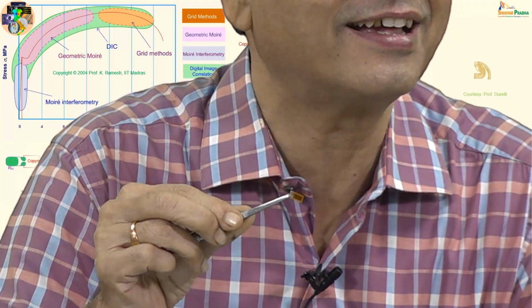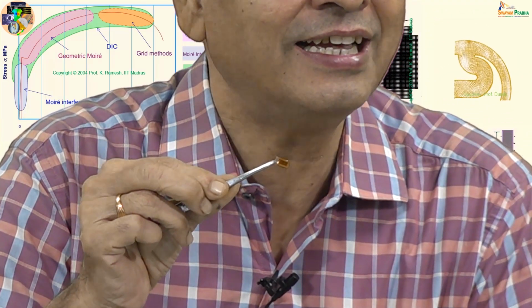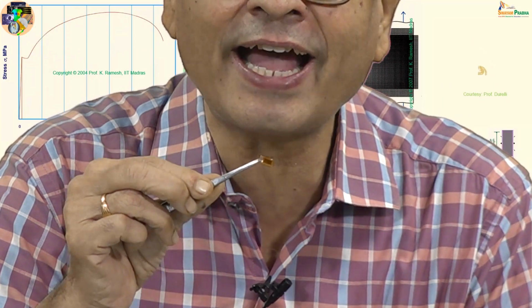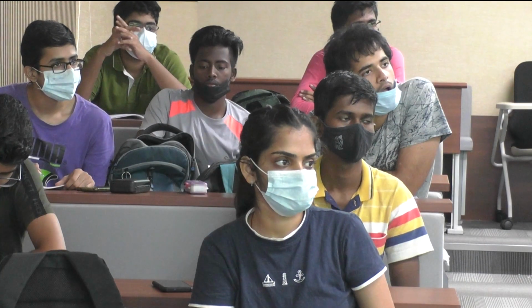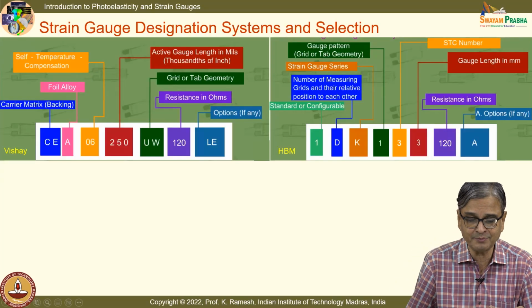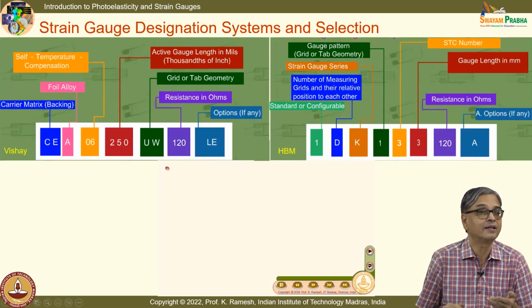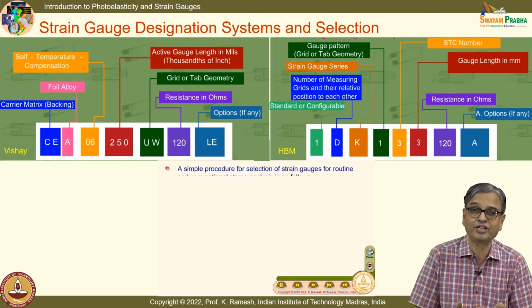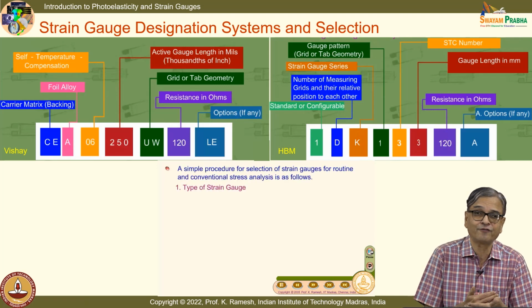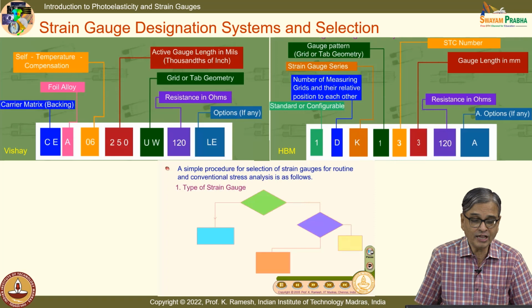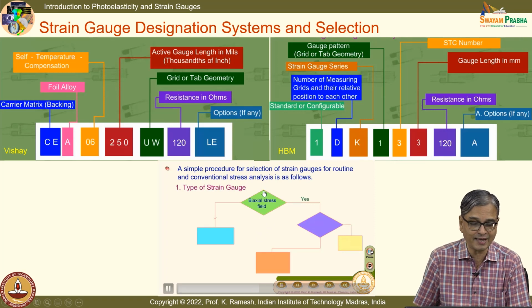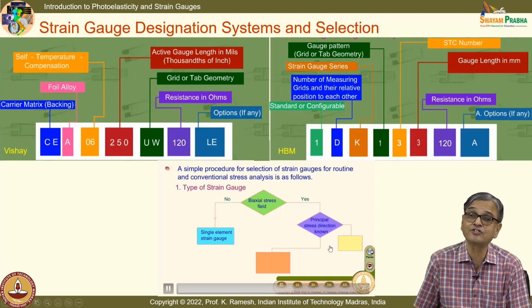Is the idea clear? Even though it is made of metal, it's a very thin film to have very high resistance. So I should handle it very carefully. It is very expensive. Then, from a measurement perspective, you have to look at what all you require: whether I need a single element strain gauge, whether I need a rosette of 2 or 3, whether I am working in a biaxial stress field, and whether the principal stress directions are known.